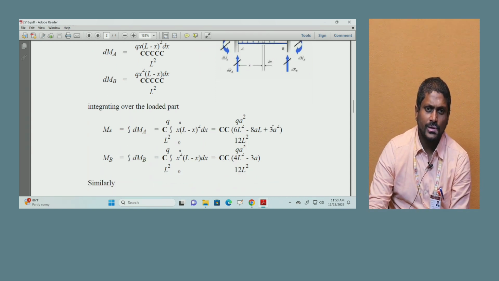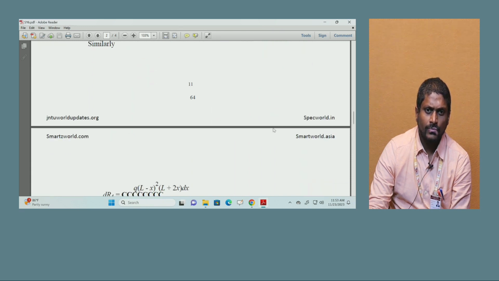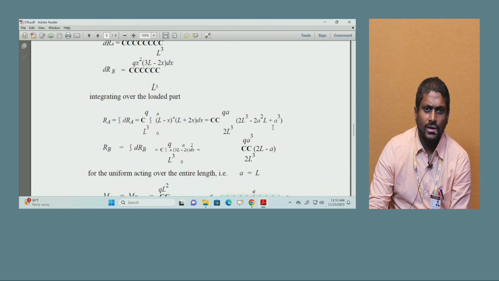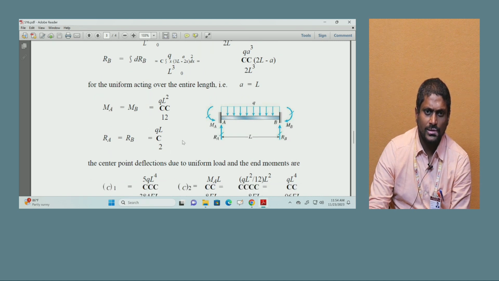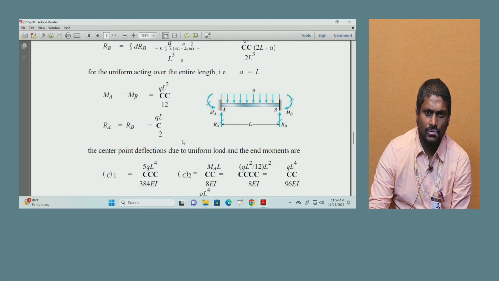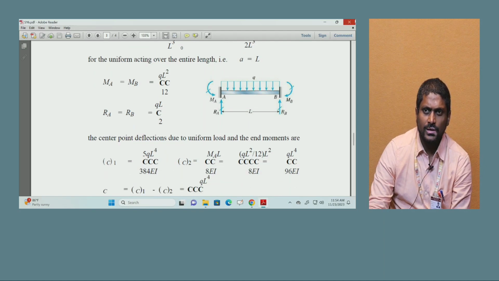Mb equals the integration of dMb, equals the integration of q by l square, from 0 to a, x square (l minus x) dx, equals... And finally, after integrating everything, you will get the values Ma equals Mb equals ql square by 12, and Ra equals Rb equals ql by 2. So the center deflections due to uniform load and the end moments are like this.